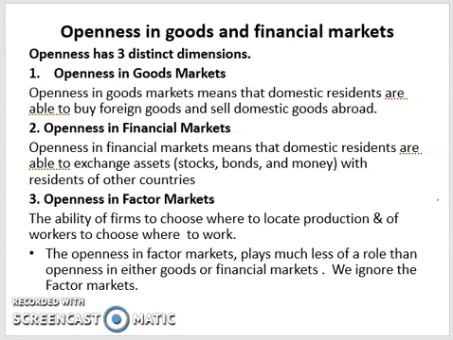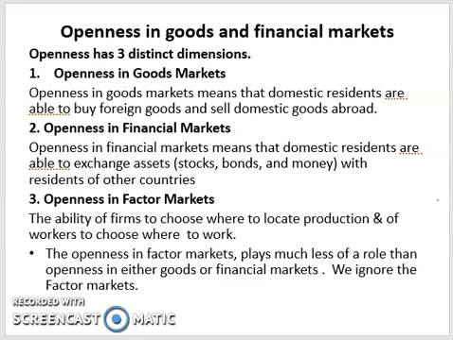The third is the openness in the factor market. This entails the ability of firms to choose where to locate production and workers to choose where to work. With regard to the openness in the factor market, the trends are much clearer. Multinational companies operate plants in many countries and move their operations around the world to take advantage of low cost. We've also seen a lot of foreign workers migrating into countries like South Africa to look for greener pastures in their working industry.